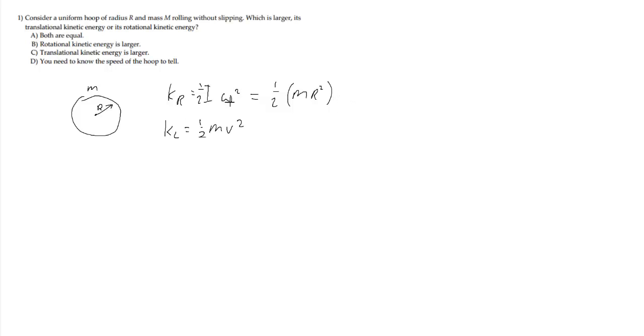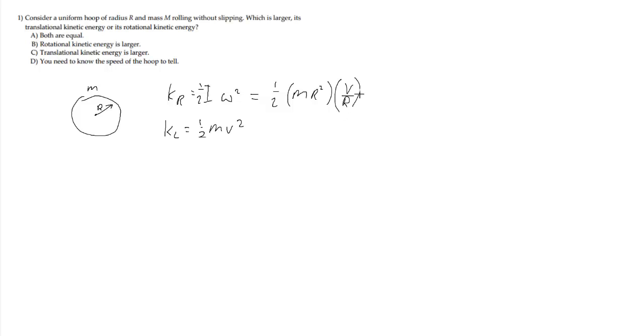Now remember, just because there is an omega here does not mean you always have to convert to v over r, okay? Only do it if you need to combine linear and rotational energies. If it gives you omega in the problem, don't make your knee-jerk reaction to convert omega to v over r. It's not always necessary. This time, however, it is.